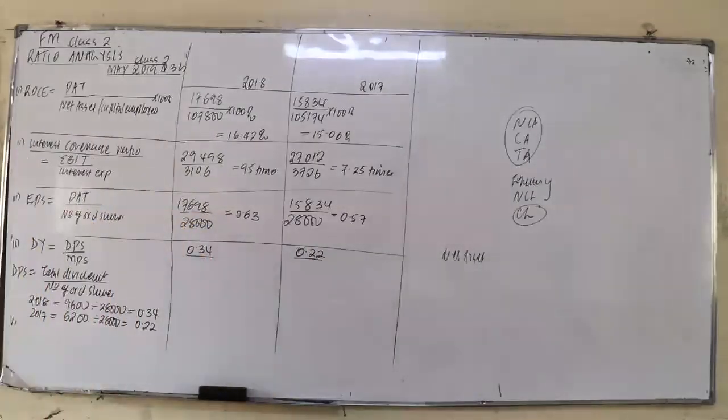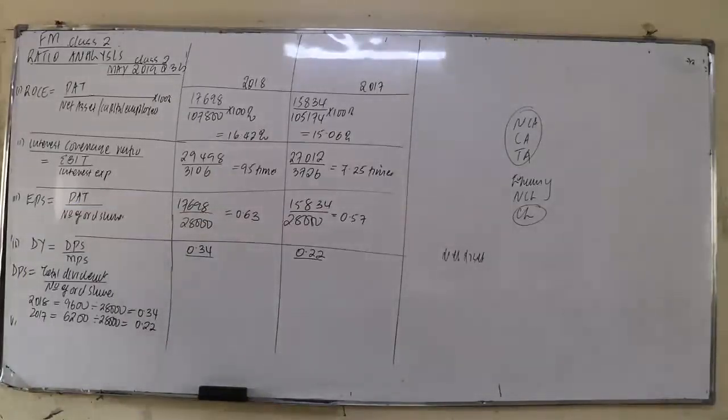Then you divide by the market price per share. How much is the market price per share? Are you given the market price per share? No, you can't see it. We are not given it. But can you go to additional information number 2? We have the price earning ratio. Use one ratio to get another ratio.